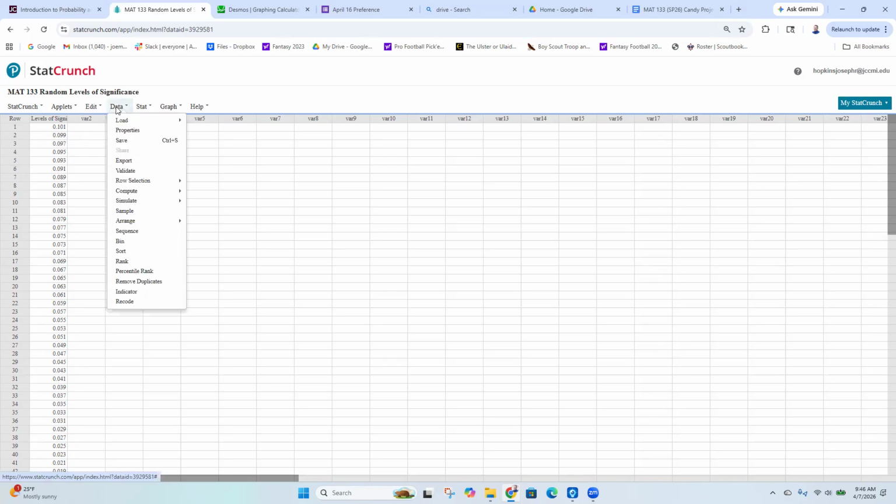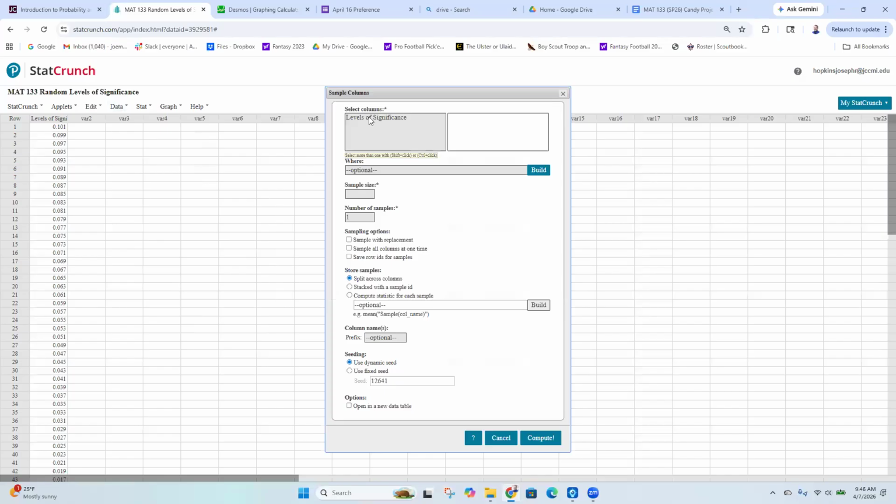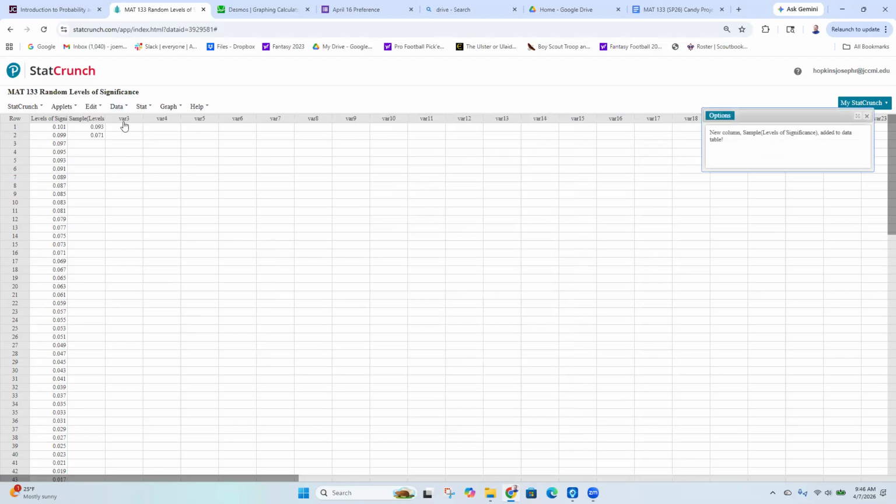All right, we are going to click on data, sample, click on level of significance, and choose a sample size of 2. And then you hit compute, and it's just going to pick 2 of these numbers for you at random, and then you're just going to write those on your paper. All right, so 0.093 is what I got, and 0.071 for the other one. Okay. You're going to get different numbers, and I want you to get different numbers. Okay. But that's what I got.